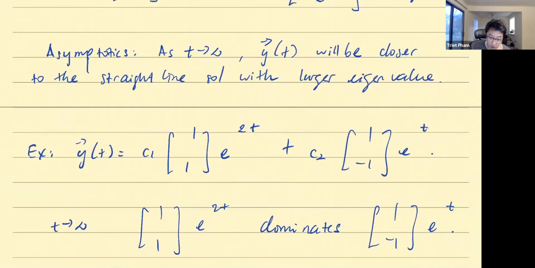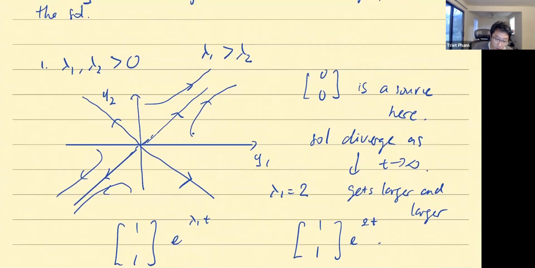So to recap, when you have two positive eigenvalues, the solution will diverge. 0, 0 is a source. Anywhere you start, you will diverge, but you will be asymptotic to the direction of the eigenvector that has the larger eigenvalue. So those are three characteristics of the behavior of the solution in this case.